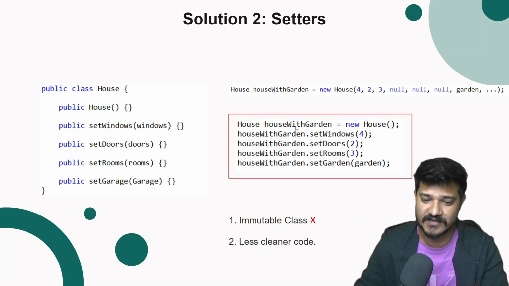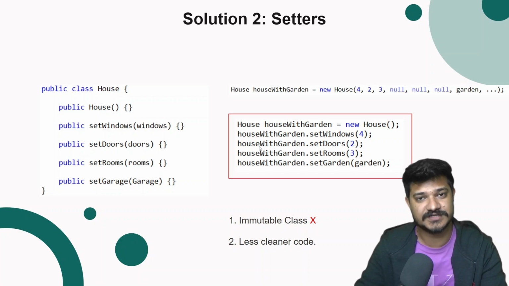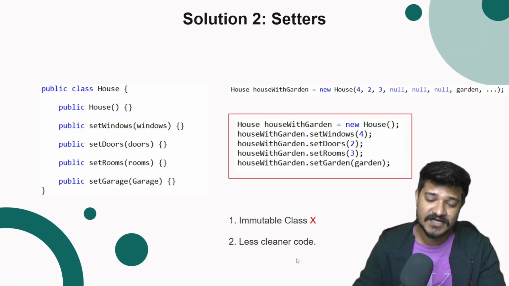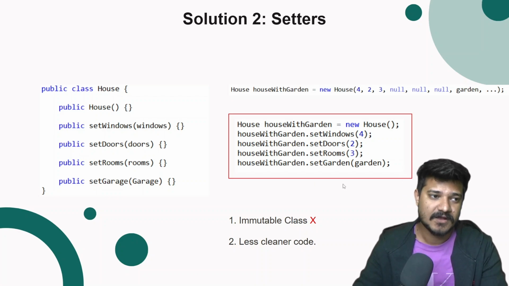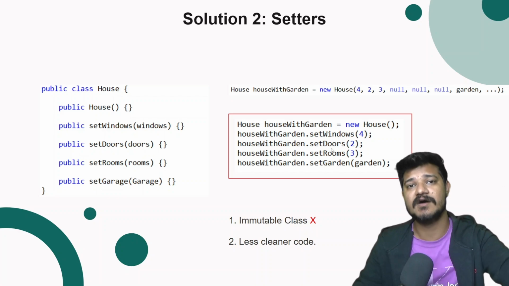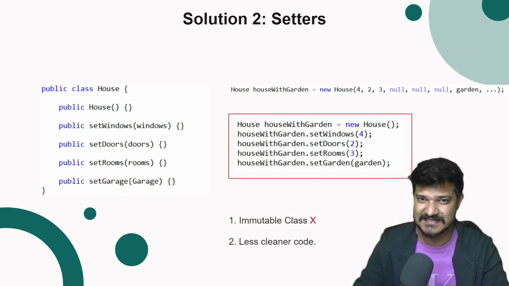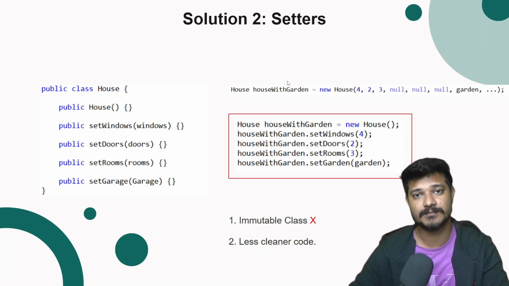Because if you see here, each time you have to set a field, you have to write the object name, right? Object name dot set windows, object name dot set doors, and so on and so forth. It could be cleaner if it provided a way to chain the methods. If it provides method chaining, that means you can call one method after another, it would have looked much cleaner, and that is exactly what the builder pattern provides.